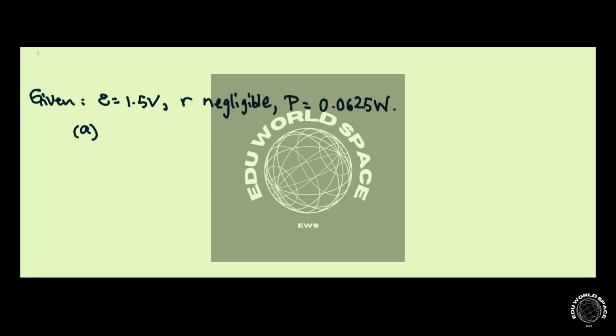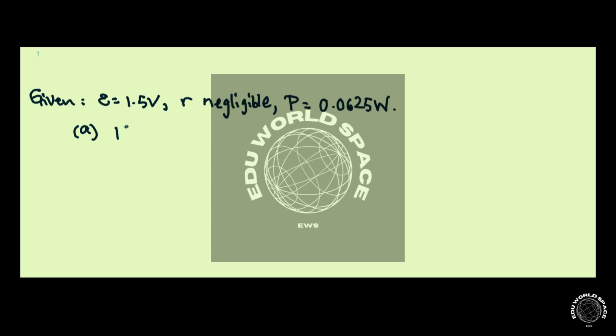In this problem, we're given the EMF of the battery is 1.5 volts. It has a negligible internal resistance, and when a certain resistor, which is unknown, let's say it has value R, is connected to this battery, it dissipates a power of 0.0625 watts. And in part A of the problem, we're asked what power does the resistor consume if it is now connected to a 12.6 volt car battery.